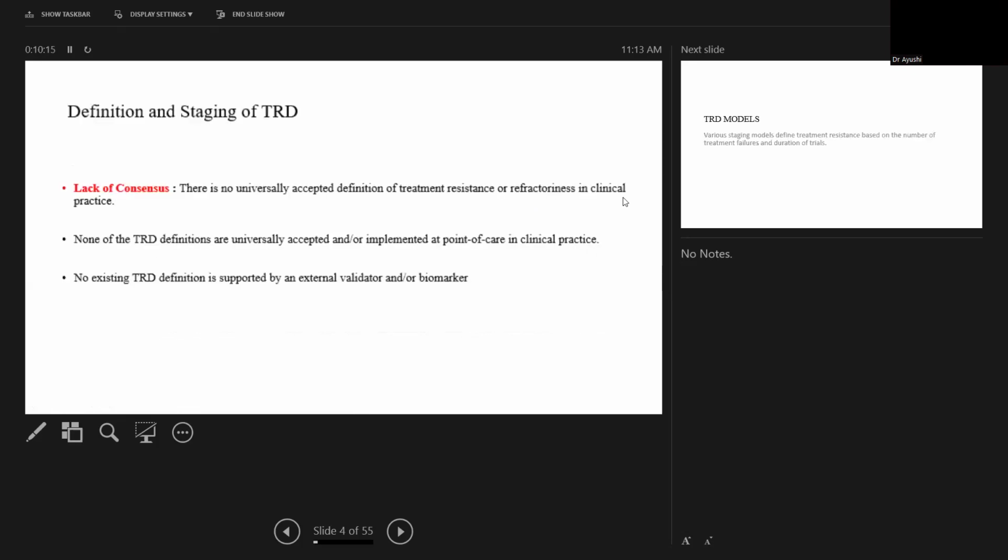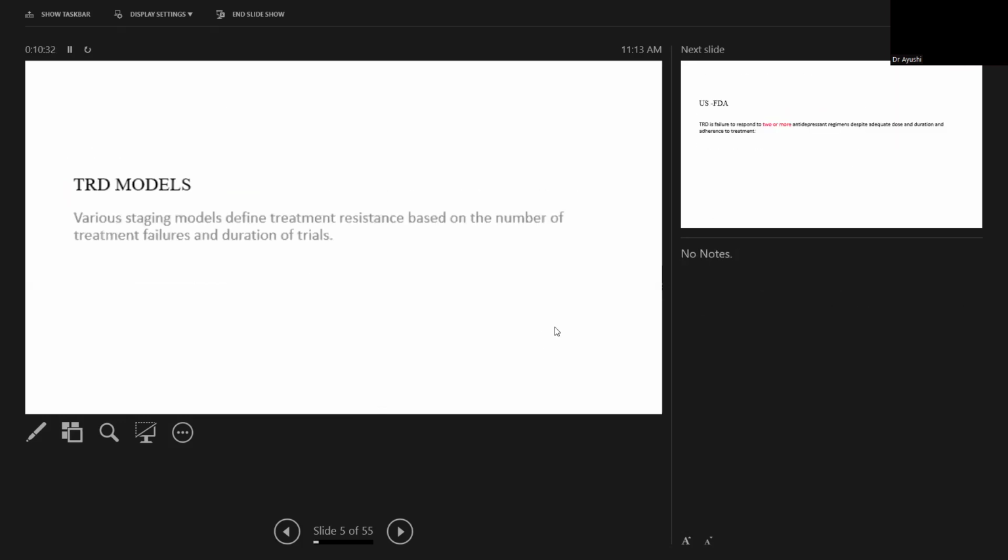So definitions and staging of TRD. So there is a lack of consensus. There is no universally accepted definition for resistance or refractoriness in the clinical practice. None of the TRD definitions are universally accepted, and none of them are supported by external validator or biomarkers.